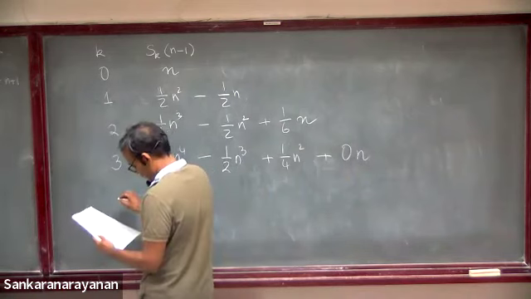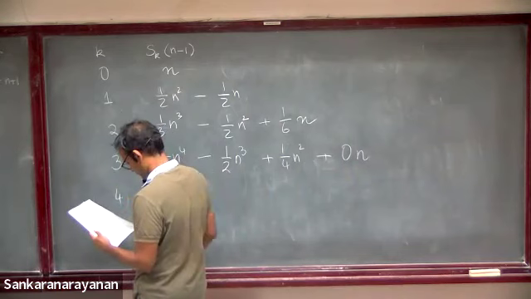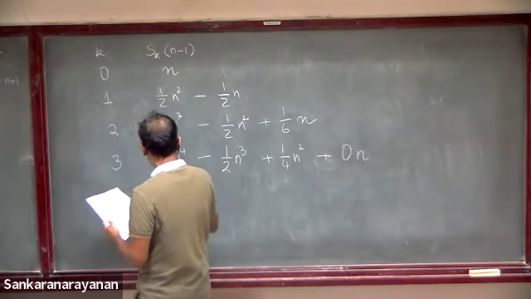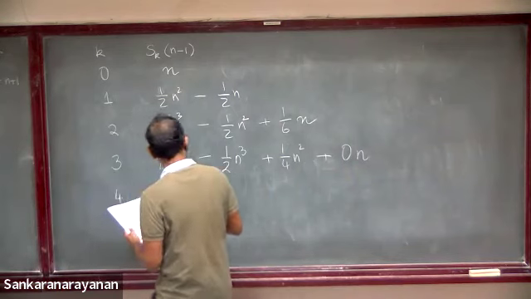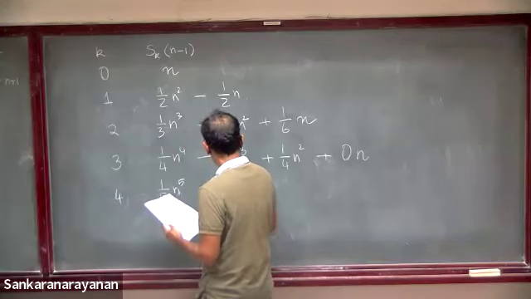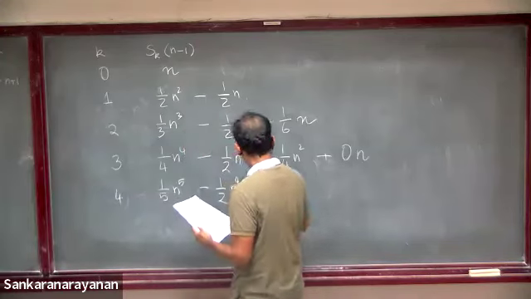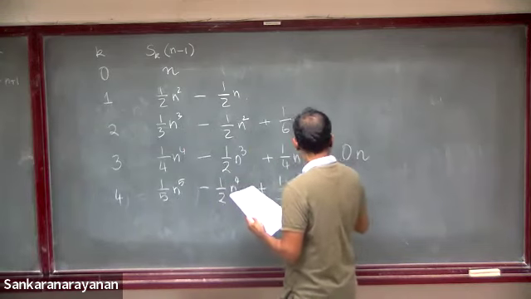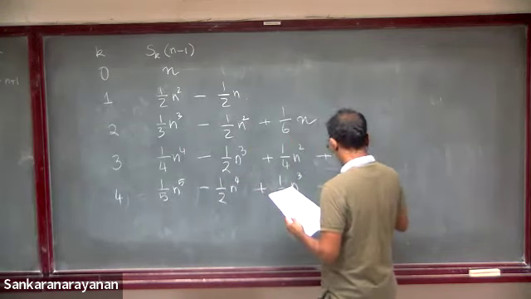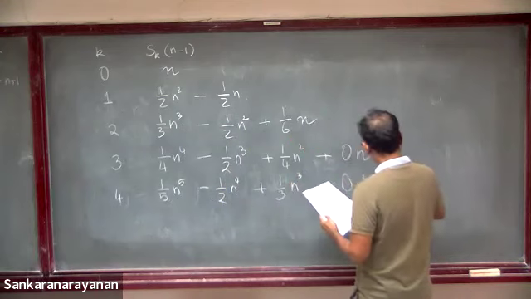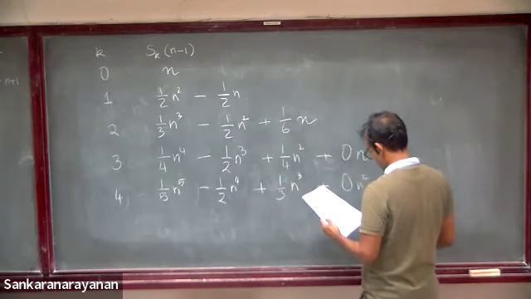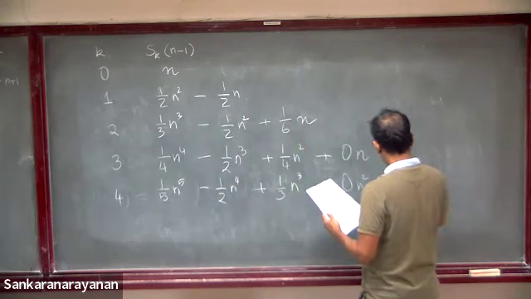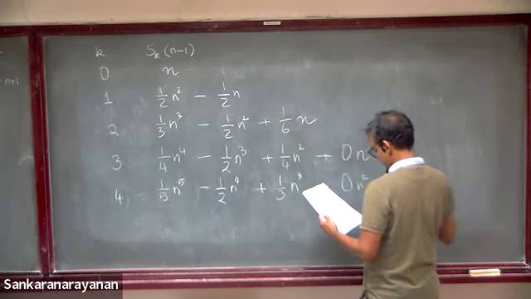Let me write one or two more. 1/5 n to the power 5 minus half n to the power 4 plus 1/3 n cubed plus 0 n squared minus, and it turns out here you get a 1/30 n.